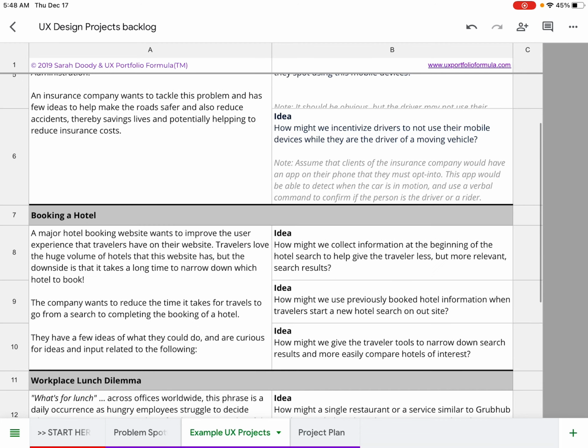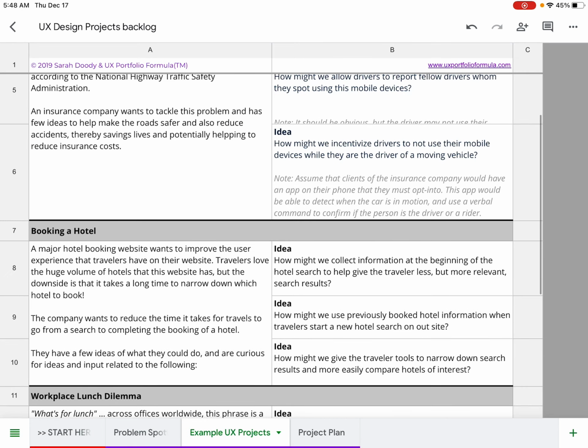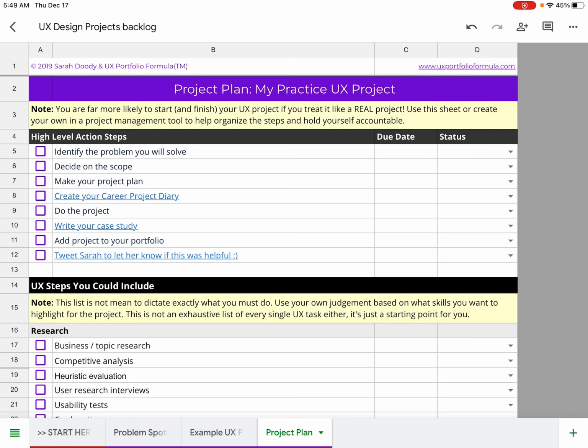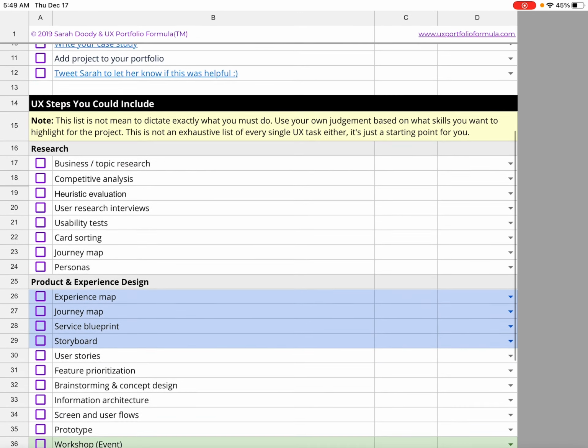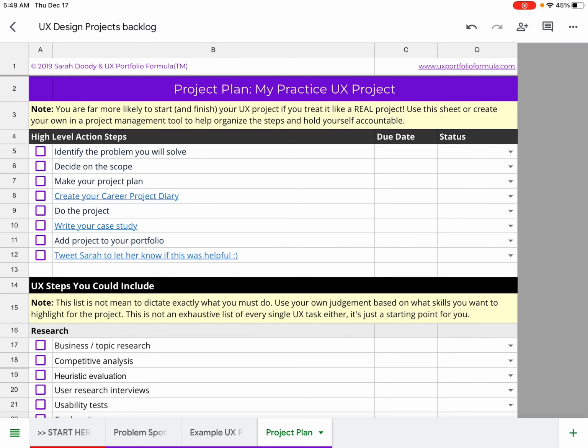Okay, so now I can take that one problem, now that I've broken the big complex problem down into something that can be productized, and I now can put together the scope of the project. So there's three or four user experience steps to the process. These are some high level action task lists that you can use to make sure that you are going forward.